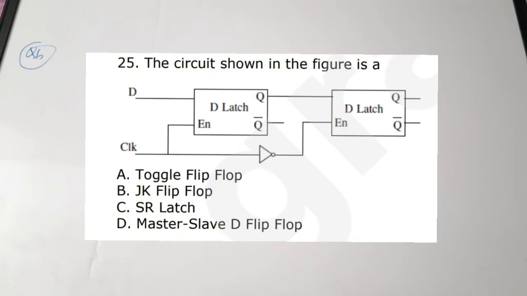Number 6, you have to identify the circuit. The circuit shown in figure is a dash. A, toggle flip-flop. B, JK flip-flop. C, SR latch. D, master slave D flip-flop. Okay, so this is actually a master slave D flip-flop. The first one acts as a master, second one acts as a slave.